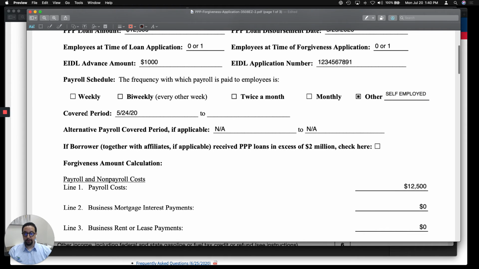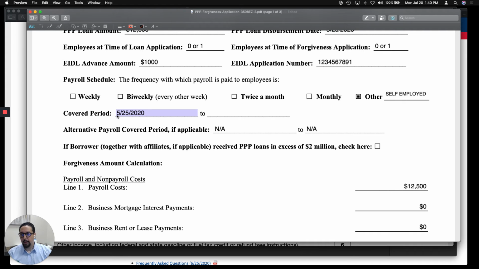Now, the covered period, once again, we got the funds on May 25th of 2020. Okay, now this is very important. Here, we're going to add 24 weeks after this date. Why? Because this is how we're going to let the bank know that we want the 24-week rules to apply to our application. So even if the 24 weeks have not passed yet, just put the 24-week date.